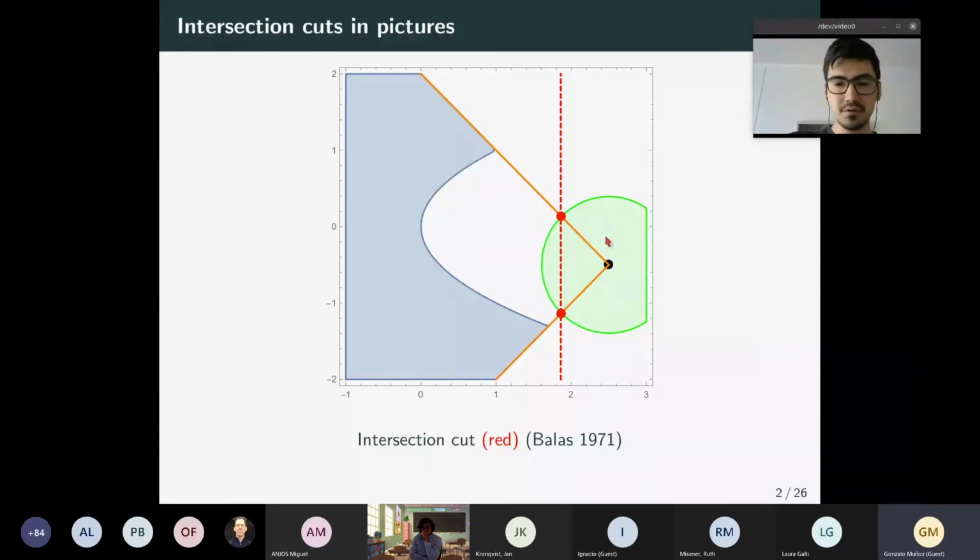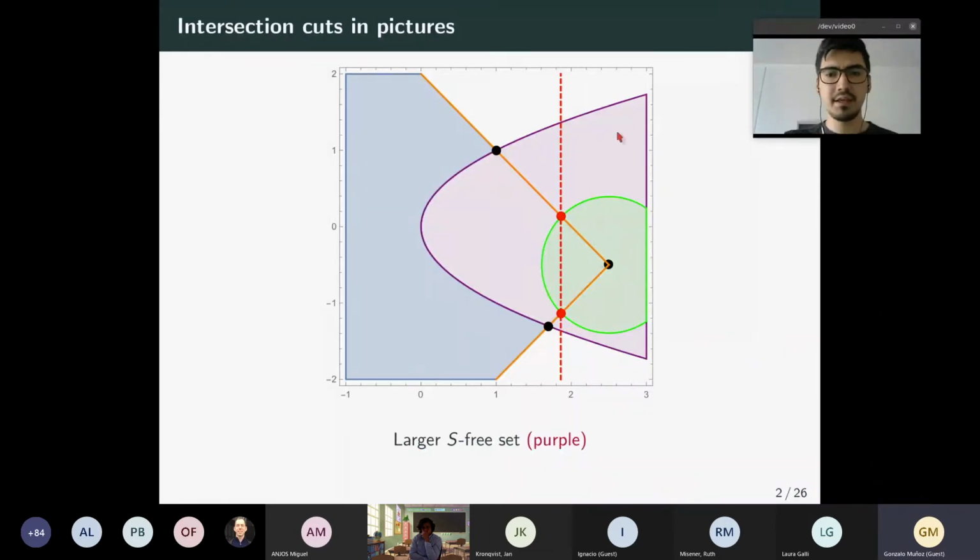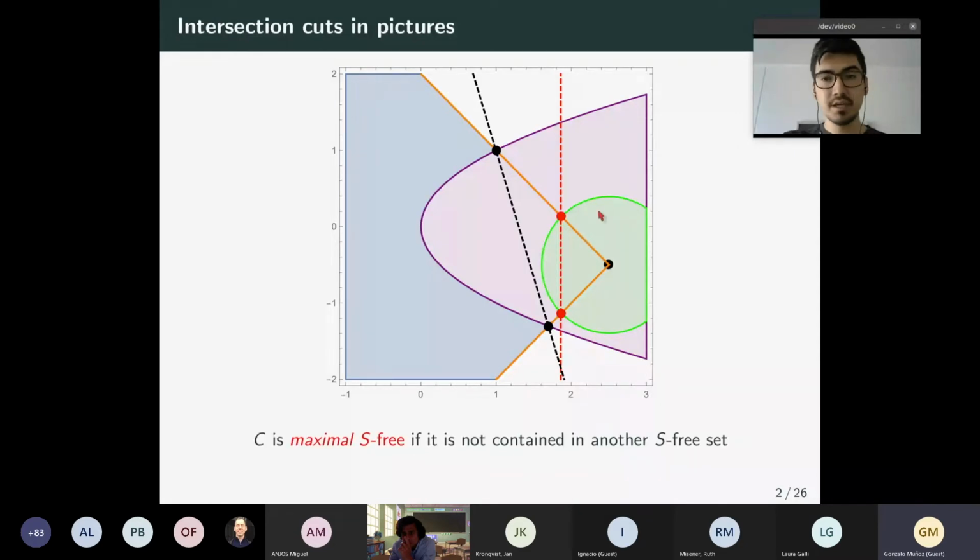Okay, so this is what you would like. One important thing is that if you have a larger S-free set, in this case, for example, the purple set, and now you look at the intersection points of that set, which are these black points over here, you get a deeper intersection cut. It might not necessarily dominate strictly, but you can prove that it's always at least as good. So in general, we will be interested in maximal S-free sets, which are, as the name suggests, sets that are not contained in any other S-free set. So in a sense, this is giving us the best we can hope for using this paradigm, of course.